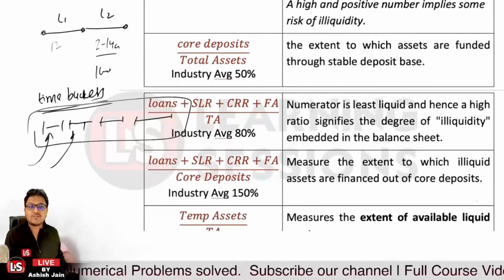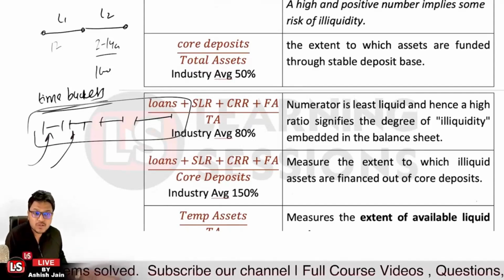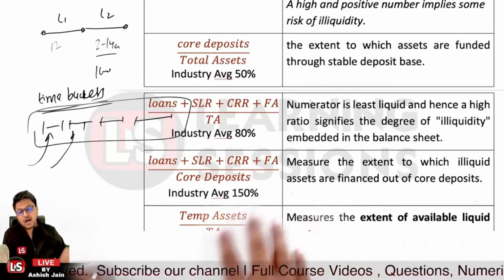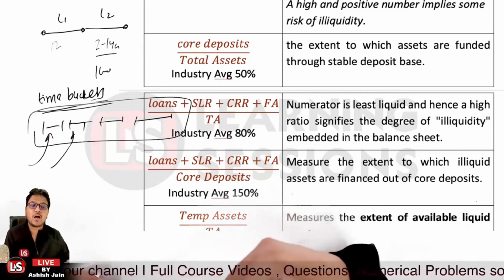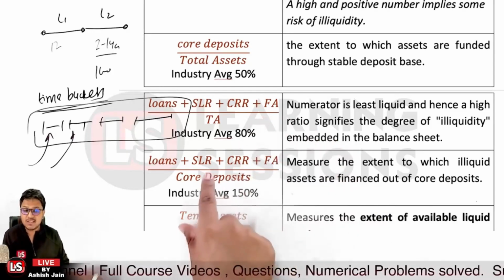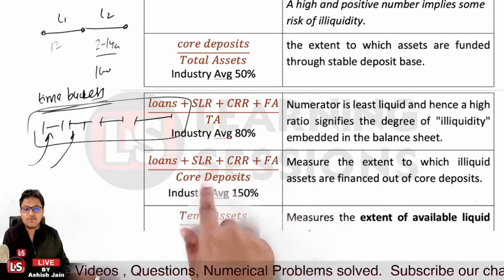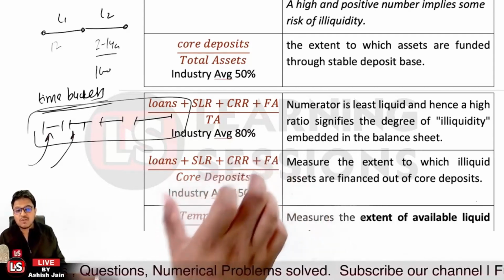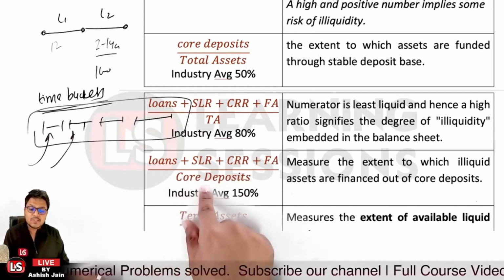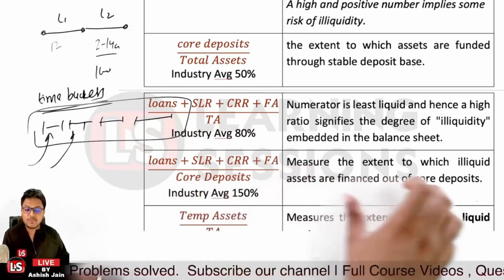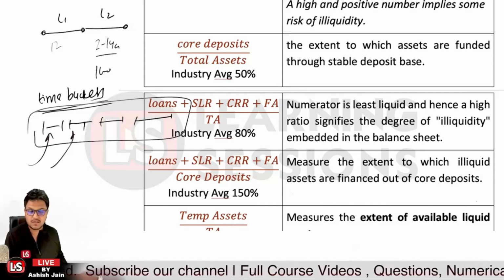Okay, then further it's related to loans, SLR, CRR, FA to core deposits. How much of the illiquid assets is financed out of the core deposits? Because core deposits are the stable funding base. So what part of the illiquid assets is actually financed from the stable funding base? That's what this ratio signifies, and the industry average for this is 150%.